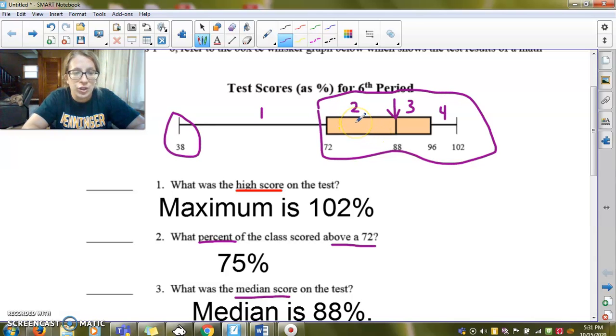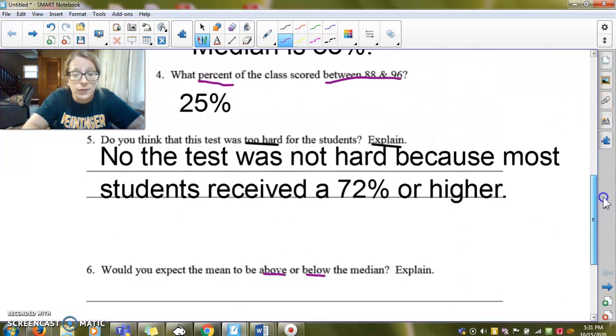So the question wanted to know if it would be lower or higher than our median. Because I have to follow where this very low grade was, we are going backwards. Our mean is being tugged backward. So we would actually say that our mean would be lower.